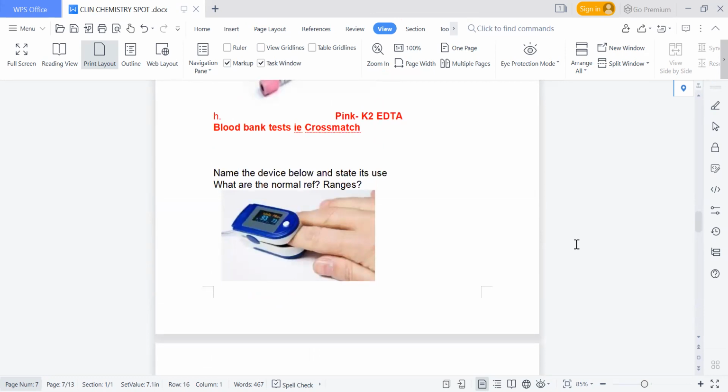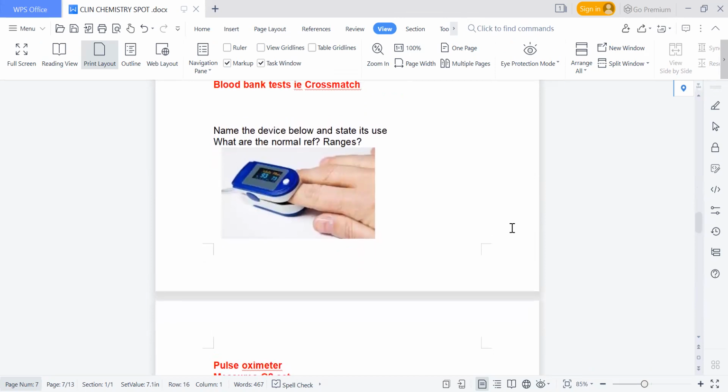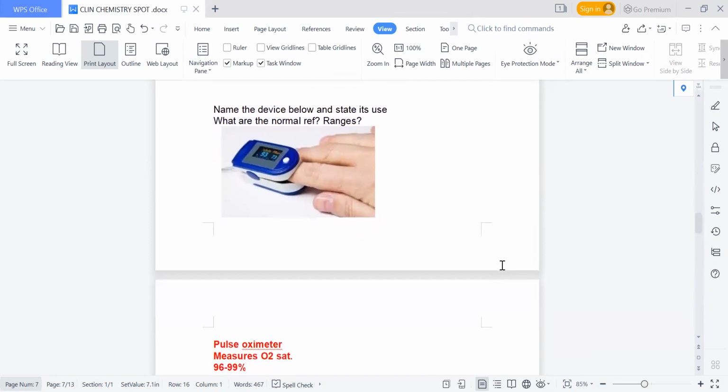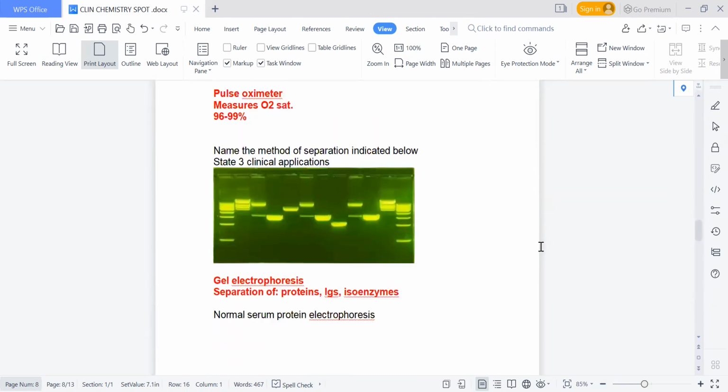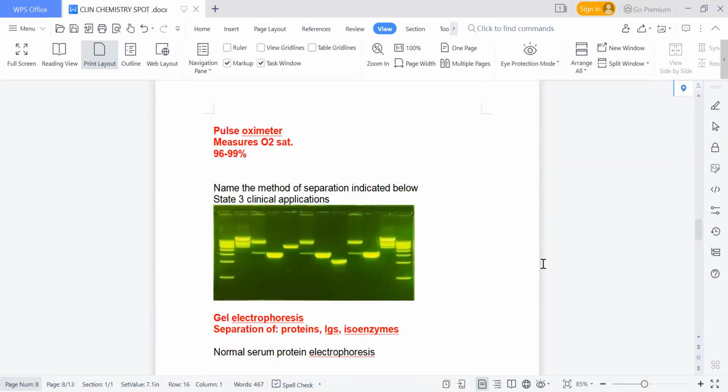The device below here is a pulse oximeter. It measures oxygen saturation, of which its normal reference ranges are 96 to 99%. The method of separation indicated below here, this luminescent green one, is gel electrophoresis, and it's used in separation of proteins, immunoglobulins, and isoenzymes.